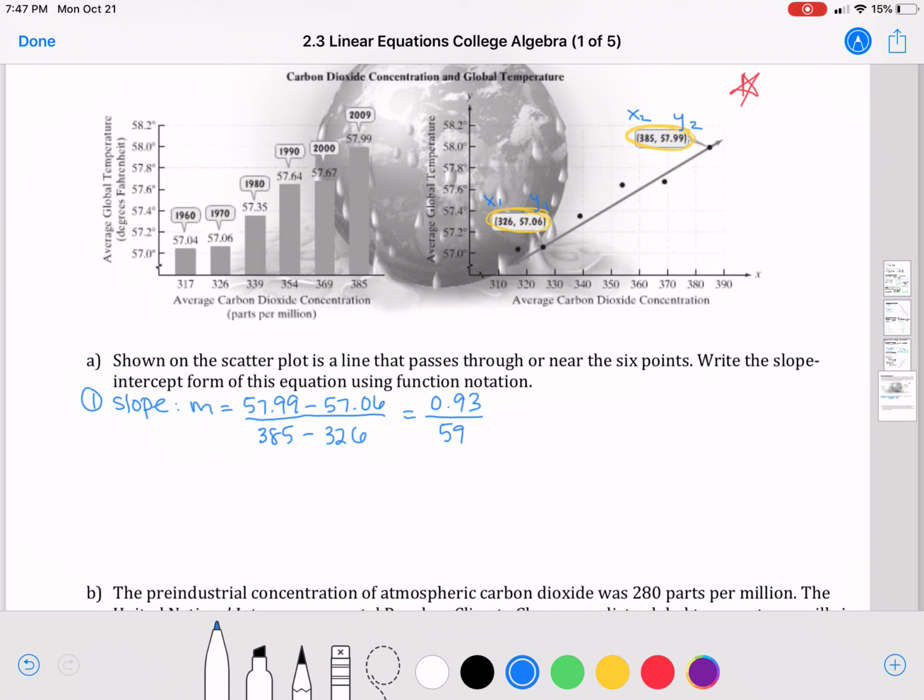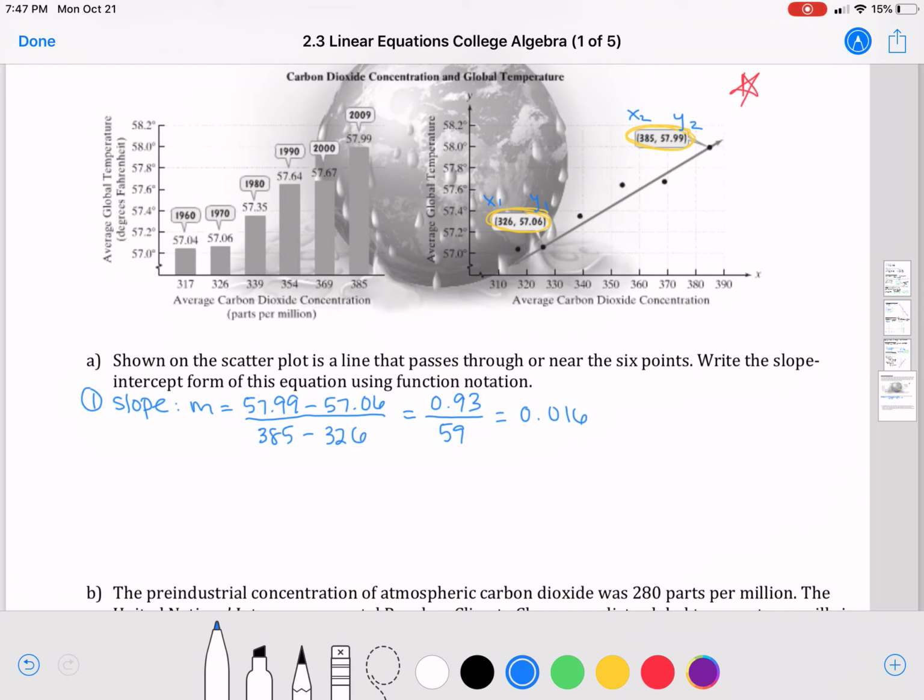We don't like decimals inside of our fraction, so I'm going to go ahead and divide this. So 0.93 divided by 59. And I'm going to round this. We have 0.016. Okay, so there's our slope.